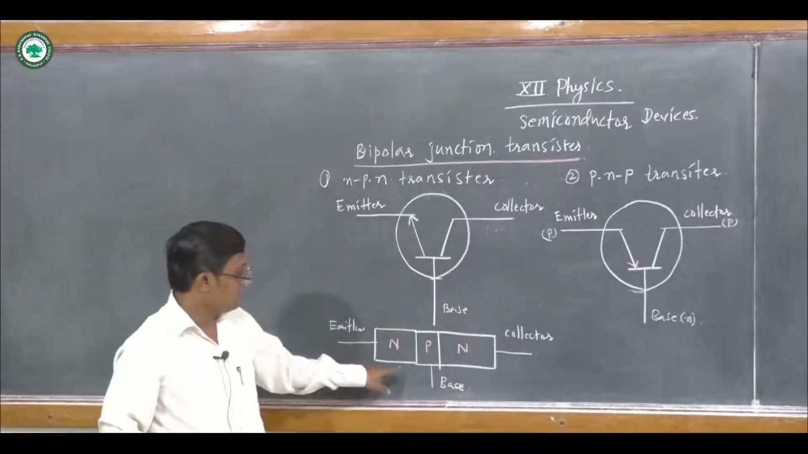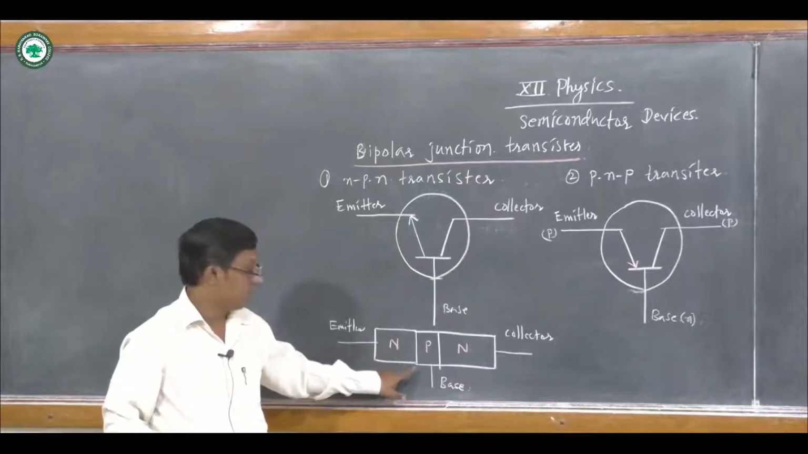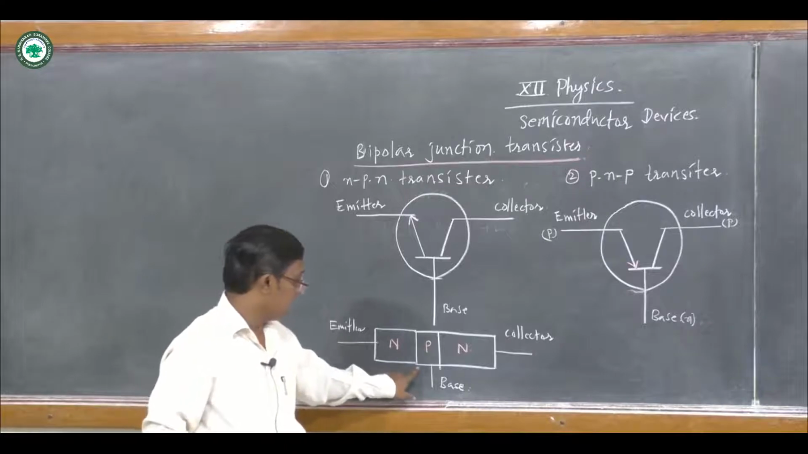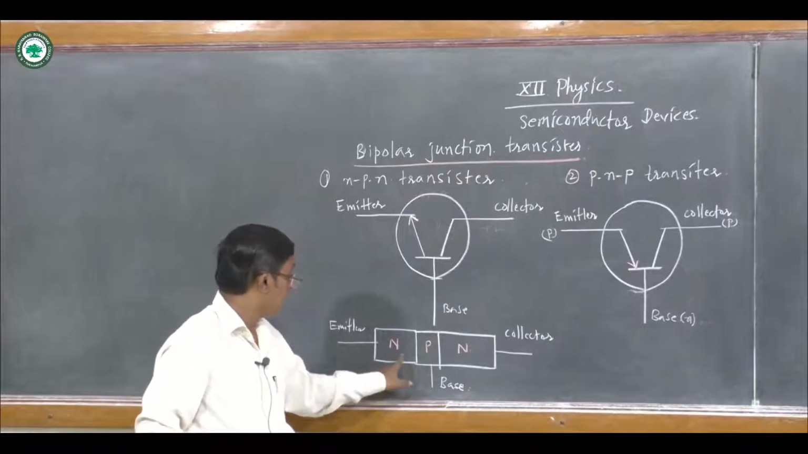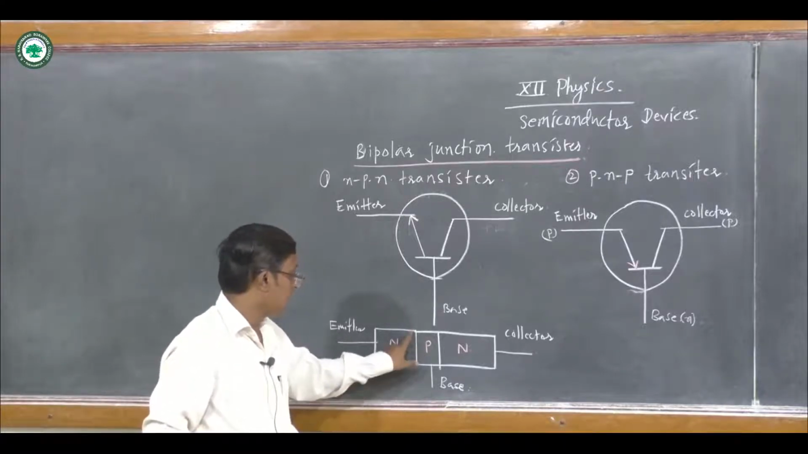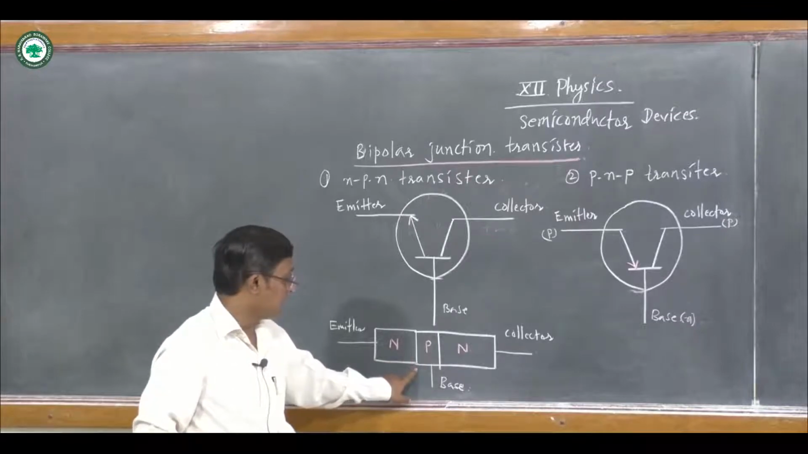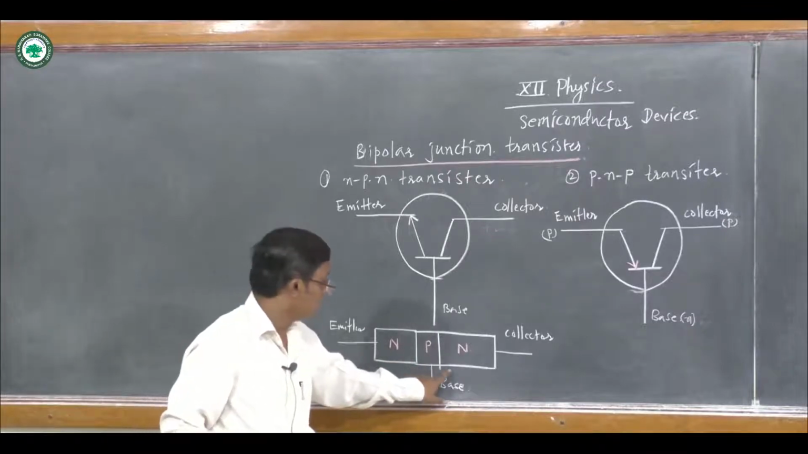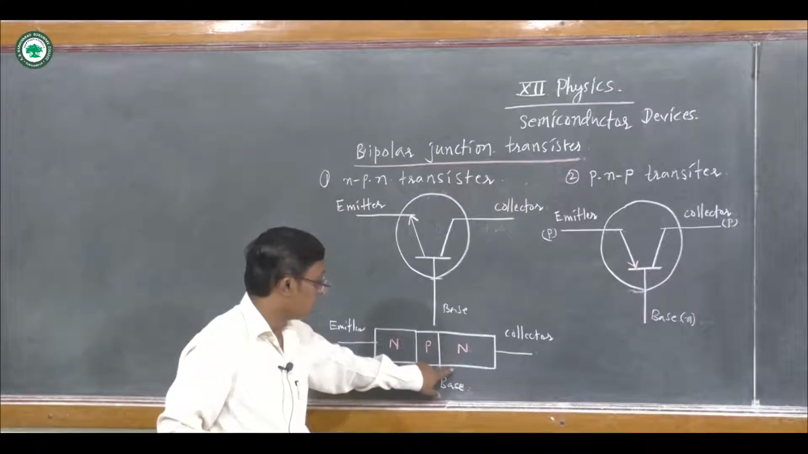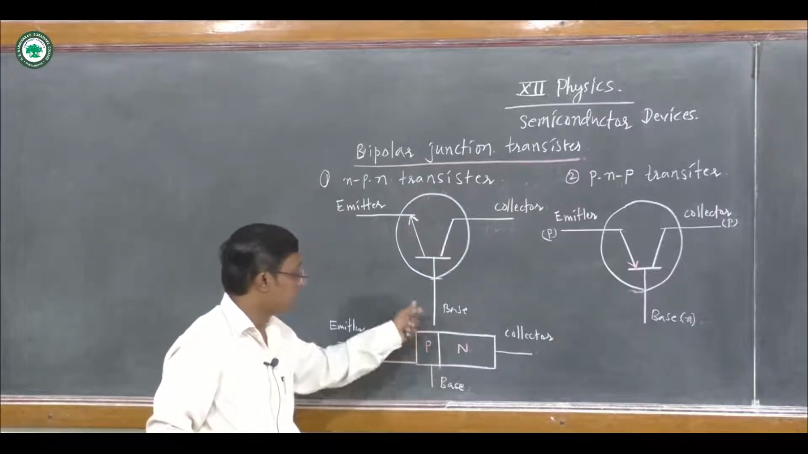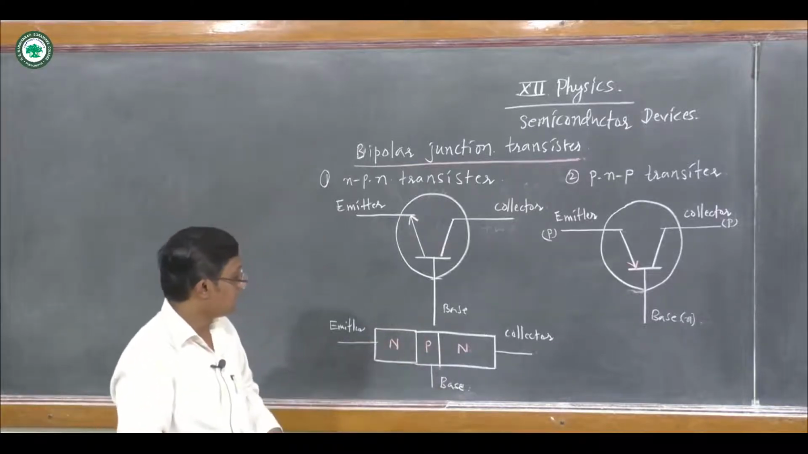Here you can see there are two junctions formed. Here is one at this N and P material, which are joined together here. Here we find one junction, and here we find another junction of the transistor. There are two junctions in the transistor.